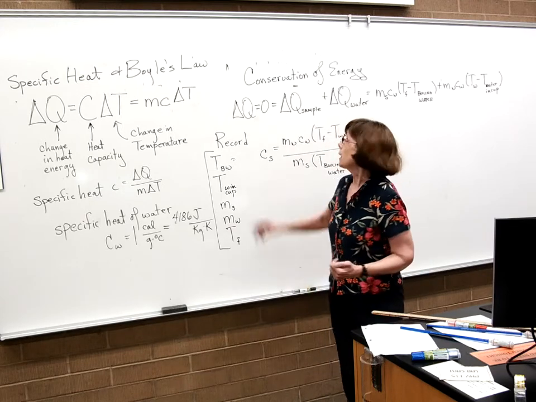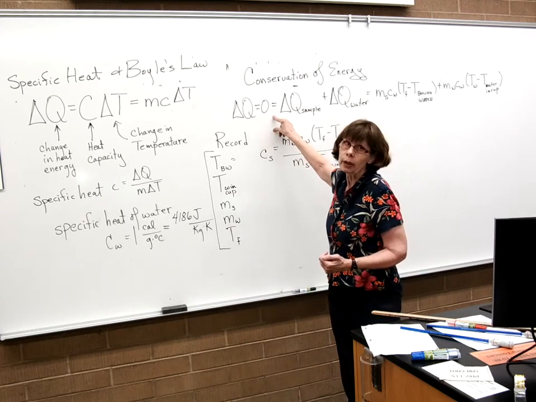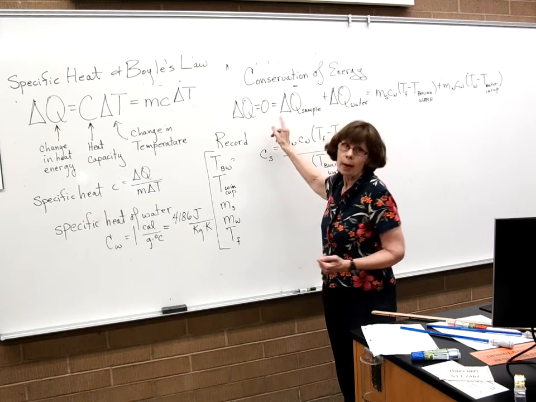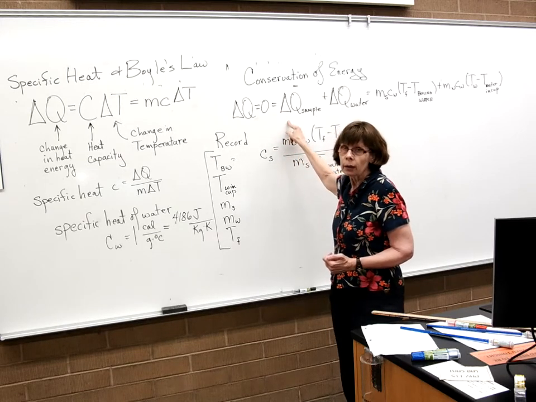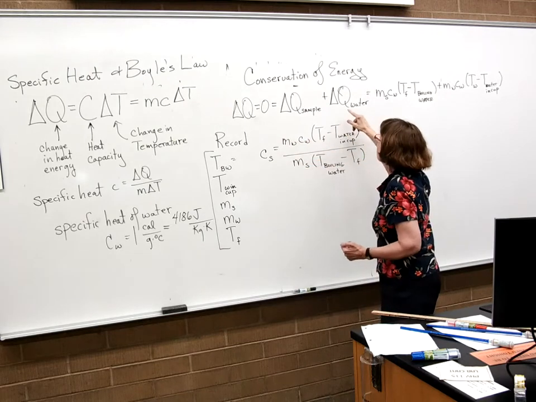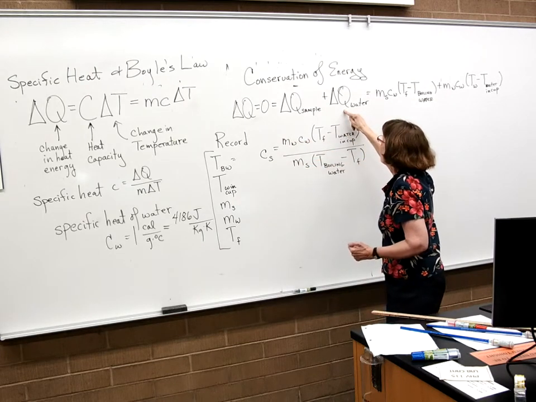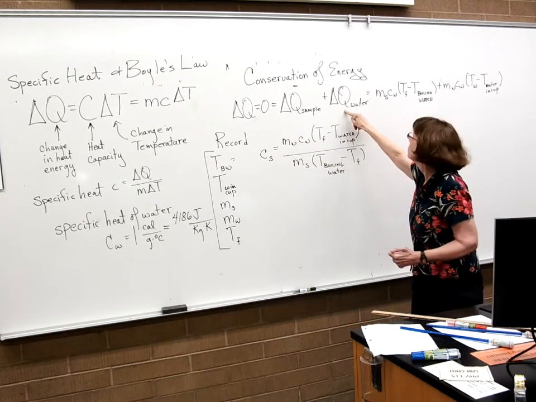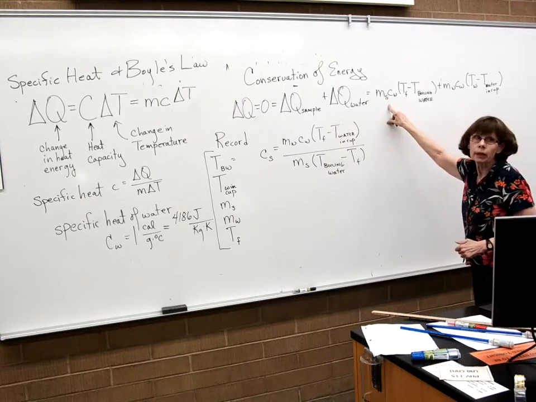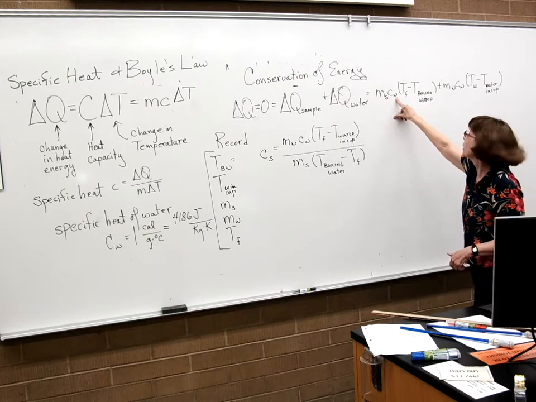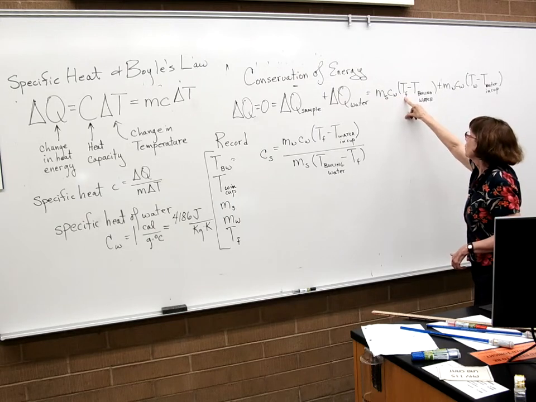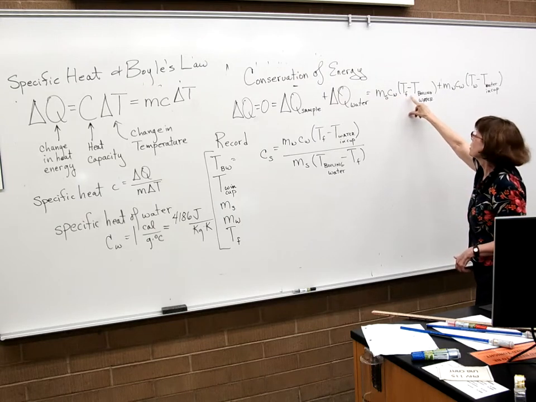So in this case, the change in heat energy is going to be equal to 0. The sample is going to come out of the boiling water, and it's going into the water in the cup. So the formula would be this big long thing. It's the mass of the sample, the specific heat of the sample, times the quantity, the final temperature of the system minus the temperature of the boiling water. That's a loss.